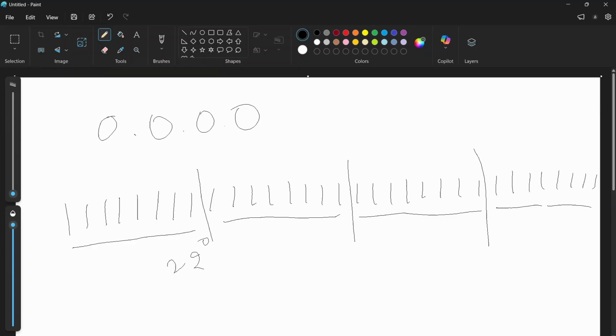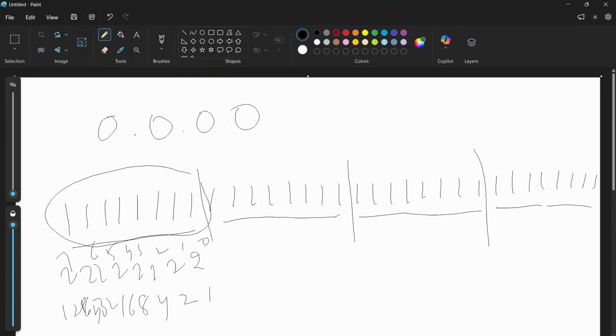2 power 0, 2 power 1, 2 power 2, 2 power 3, 2 power 4, 2 power 5, 2 power 6, 2 power 7. 2 power 0 means 1, 2 power 1 means 2, 2 power 2 means 4, 8, 16, 32, 64, 128. Okay, I'll be taking this octet instead of taking all 4 octets. Let me calculate this octet first.